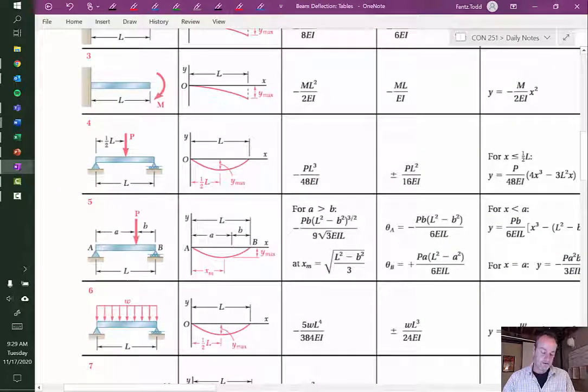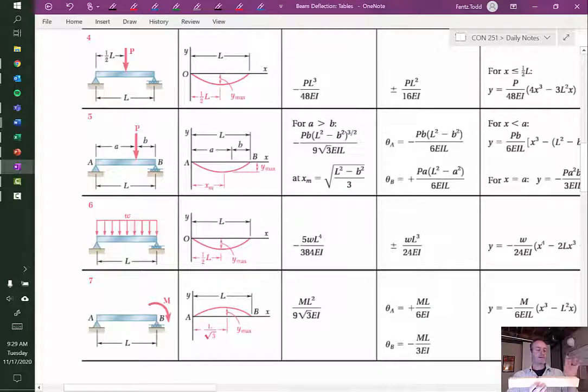The fifth one is a point load, but not at the middle, some other location. The sixth one is an evenly distributed load. This is probably the most common one that you should be familiar with, right?